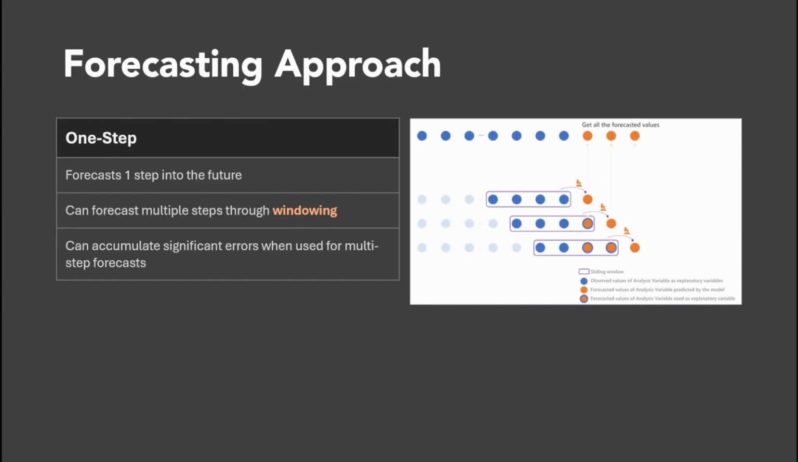The next model characteristic deals with the forecasting approach. Most models are designed to forecast one step into the future. However, these models can actually be converted into a multi-step forecast through a concept called windowing. The graphic on the right, which is from Esri, provides a good depiction of that process. The downside is that because you're using predicted data to generate more predictions, errors can quickly accumulate the further out you forecast.